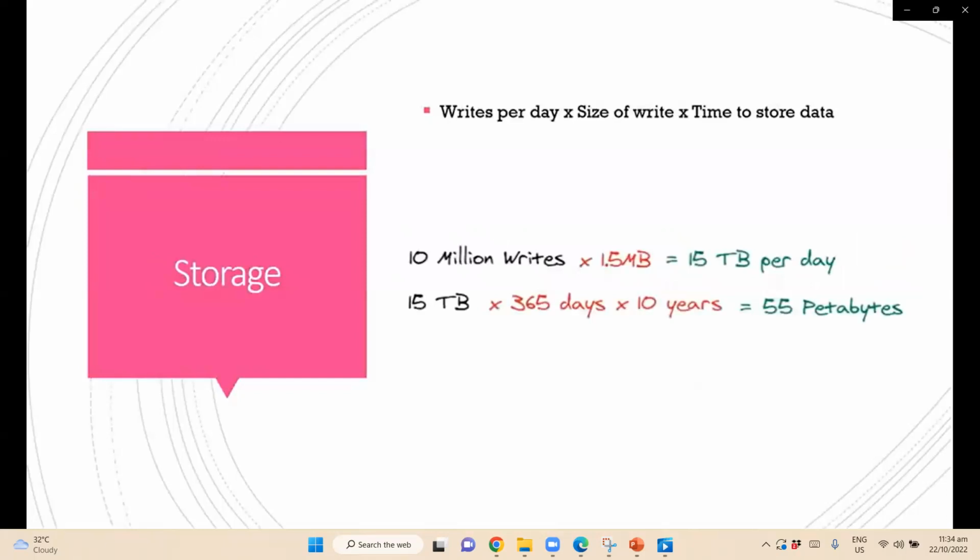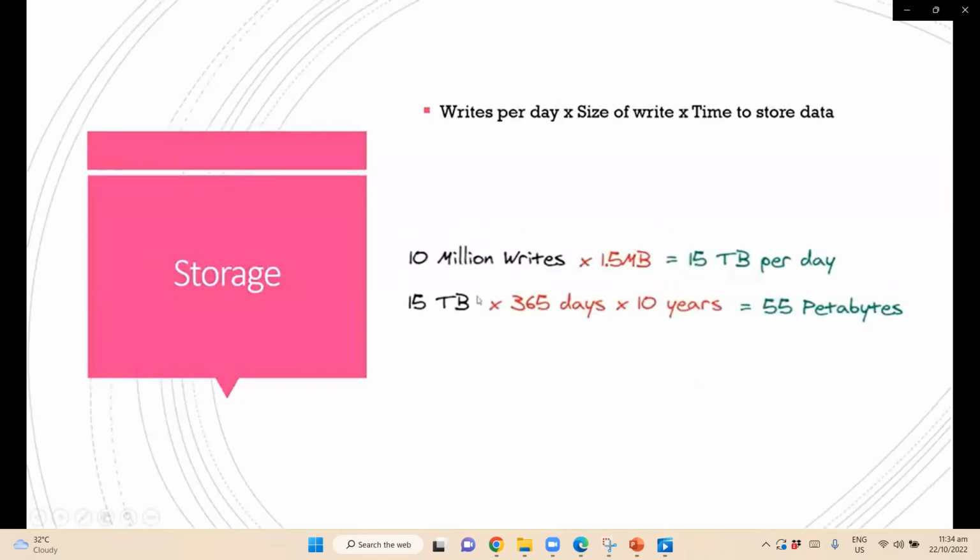And finally we have our storage estimates. So for this we're going to take the number of writes we get per day times the size of those writes and times the amount of time we want to store the data. So we get 10 million writes per day. Average, like it was before, 1.5 megabytes for the photo and the other information, which comes out to 15 terabytes per day.